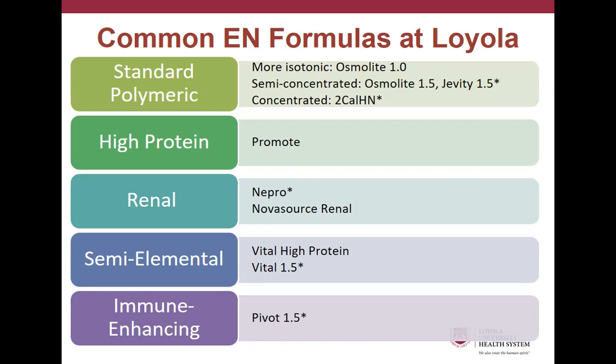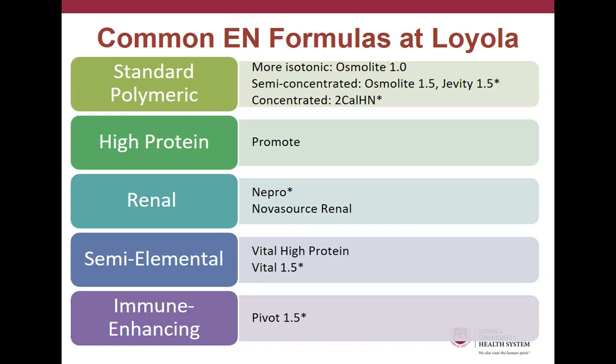Semi-elemental means things are partially digested, so our proteins are broken down into peptide form to allow for easier absorption. And then immune enhancing formulas, Pivot 1.5 is the one we carry here. These contain arginine and glutamine, which are conditionally essential amino acids, so they become more necessary during critical illness.